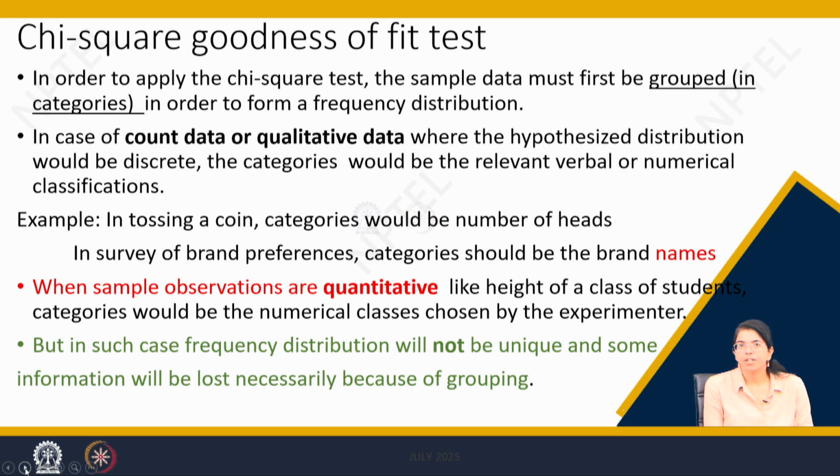When sample observations are quantitative, like the height of a class of students, categories would be the numerical classes chosen by the experimenter. But in such a case, the frequency distribution will not be a unique one, and some information will necessarily be lost because of the grouping. And I hope you understand why it is so.